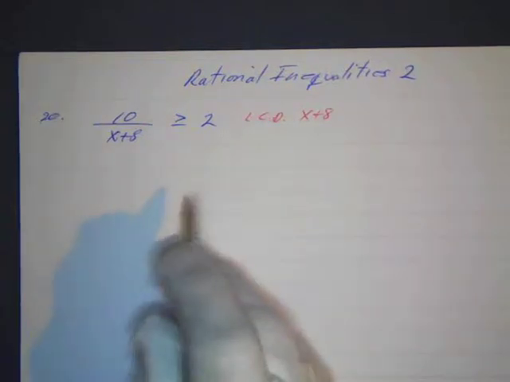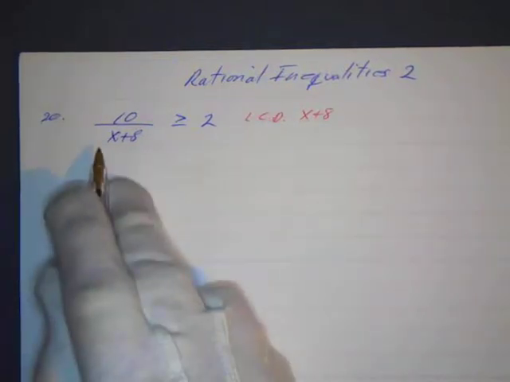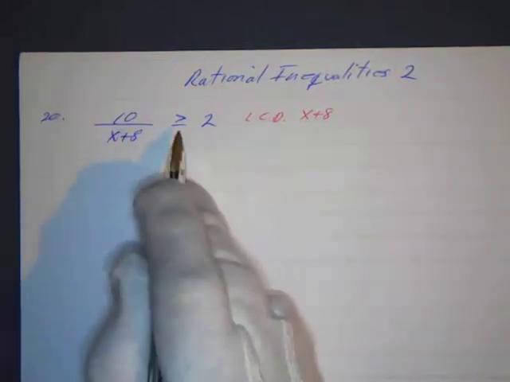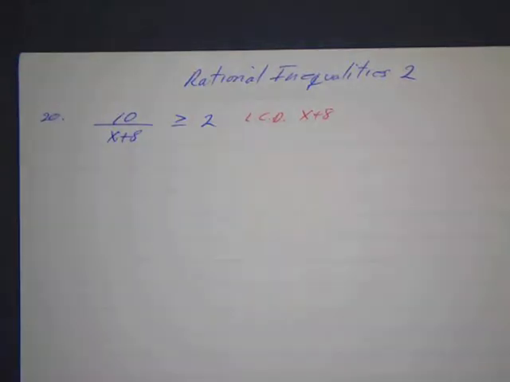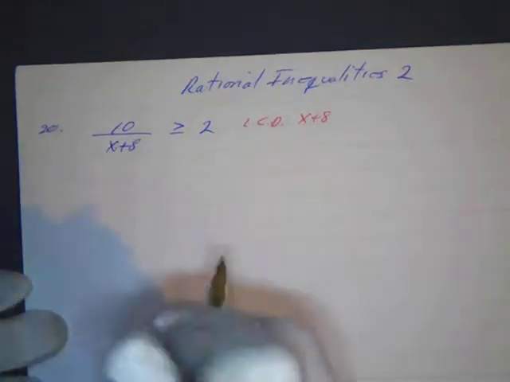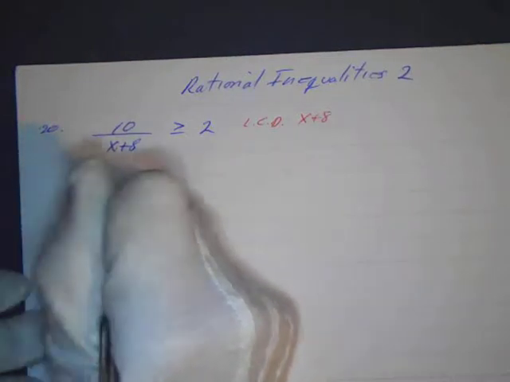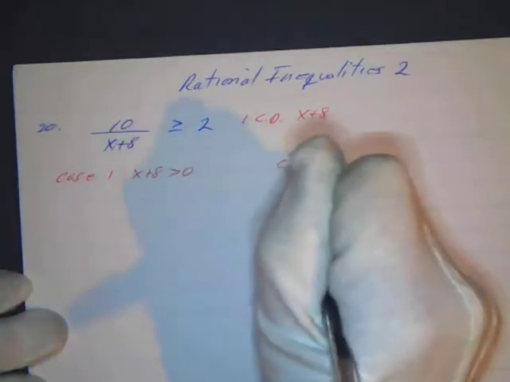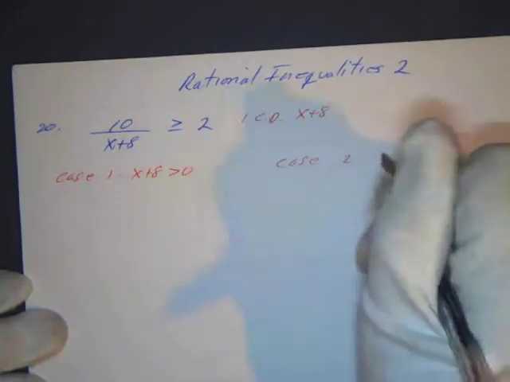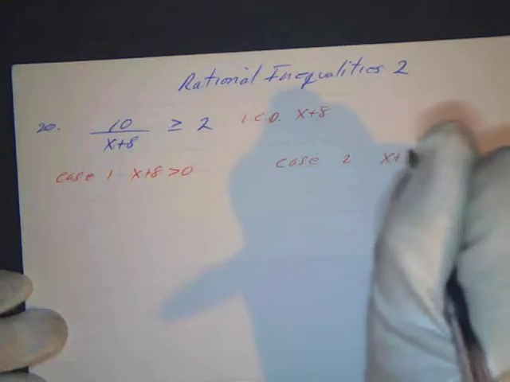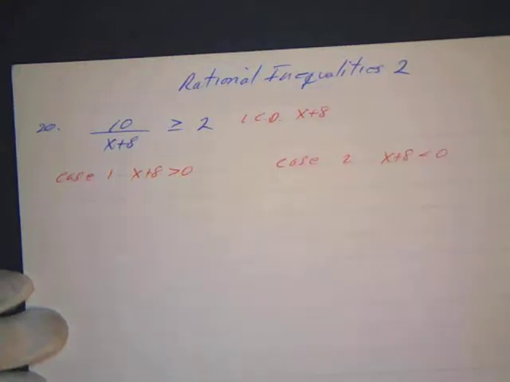But remember, I have two different possibilities because x plus 8 could be positive, in which case I don't change the direction of the inequality. It could be negative, I do. So I've got two different cases. So I'll break this up into case 1, case 2. Case 1, x plus 8 is positive, greater than or equal to 0. And case 2, x plus 8 is negative or less than 0.